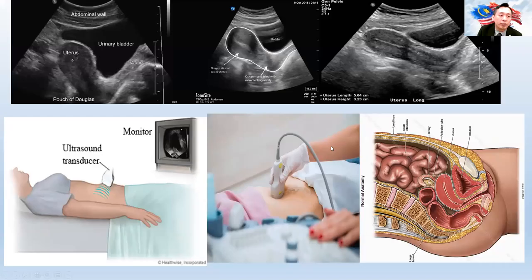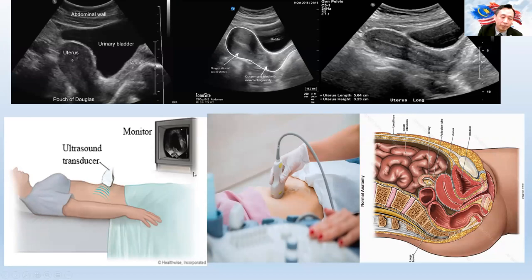This is how the ultrasound of the uterus looks in the sagittal view. This is the bladder and the uterus. At the center, the uterus is a bit big, which appears like adenomyosis. And this is the uterus. The white strip here is the endometrium. A lot of GPs already have ultrasound.